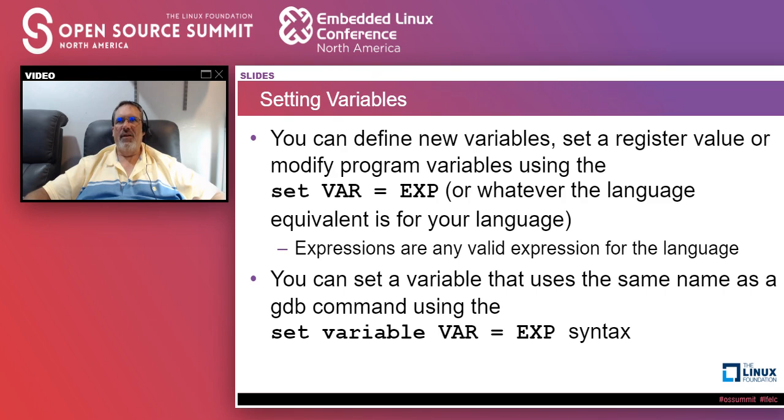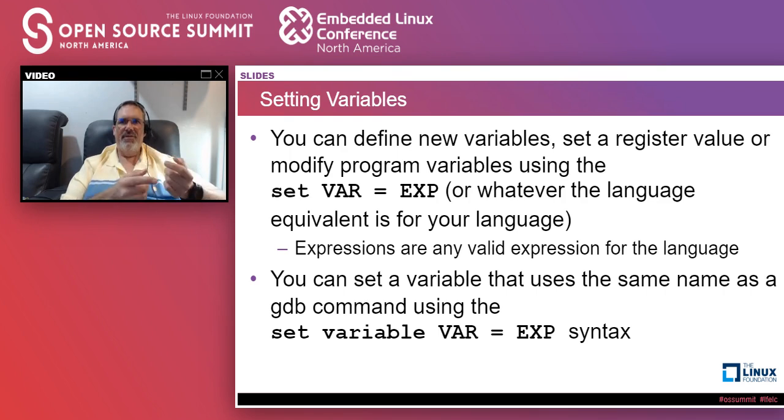But we can set any variable to any expression, and obviously we can use any syntax that's equivalent for whatever language you happen to be using. Let's say that I have a variable called call. Well, that overlaps with the call function inside of GDB. So how do I distinguish between the variable and the function? If I want the variable, then I'll use set variable call equals expression. If I use the variable designator in front of it, then that says find the variable called call, not the GDB function called call.